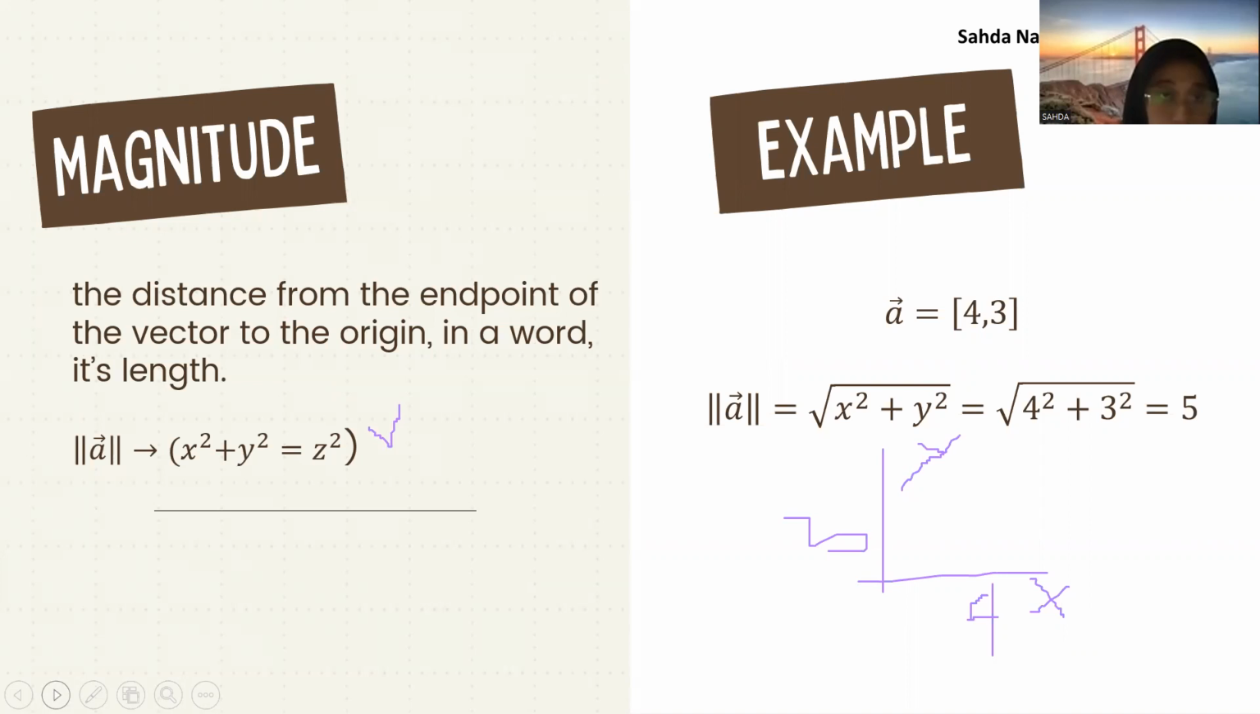So we try to calculate the magnitude of vector A, which is the square root of 4 squared plus 3 squared, and that is equal to 5. So the magnitude of vector A is 5.